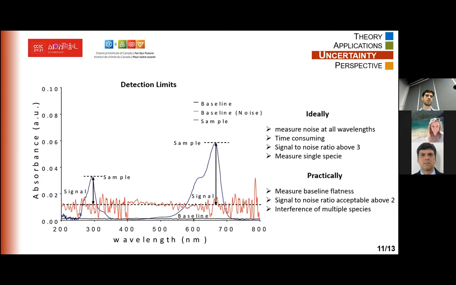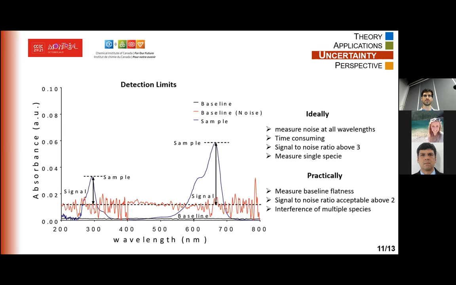As for the detection limits of the technique, there is a difference between some noise and the sample signal. Ideally, we would need to measure the noise at all wavelengths, but it's very time consuming. The signal to noise ratio should be above 3, and we should measure single species to avoid mismatch of results. But in practice, we measure the baseline flatness, and so we account for a bigger error between the signal and the baseline noise difference. The signal to noise ratio is acceptable when it's already above 2. And there is interference in the results from multiple species present in the medium.